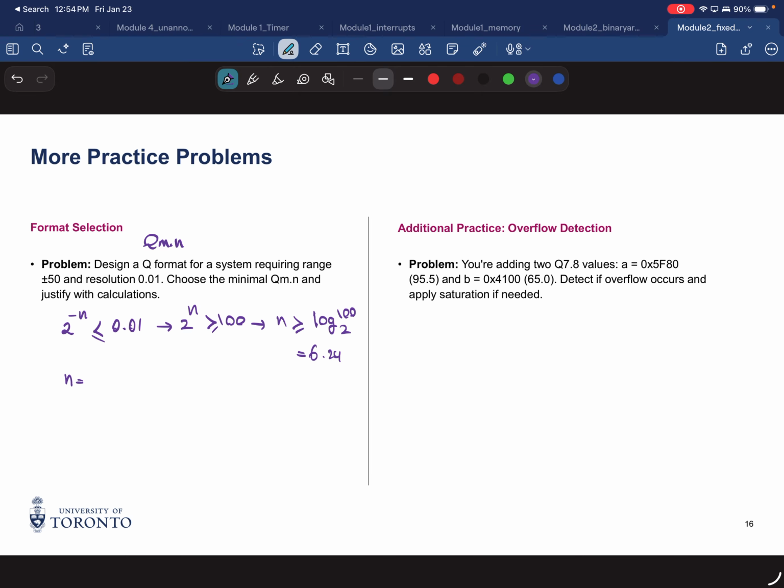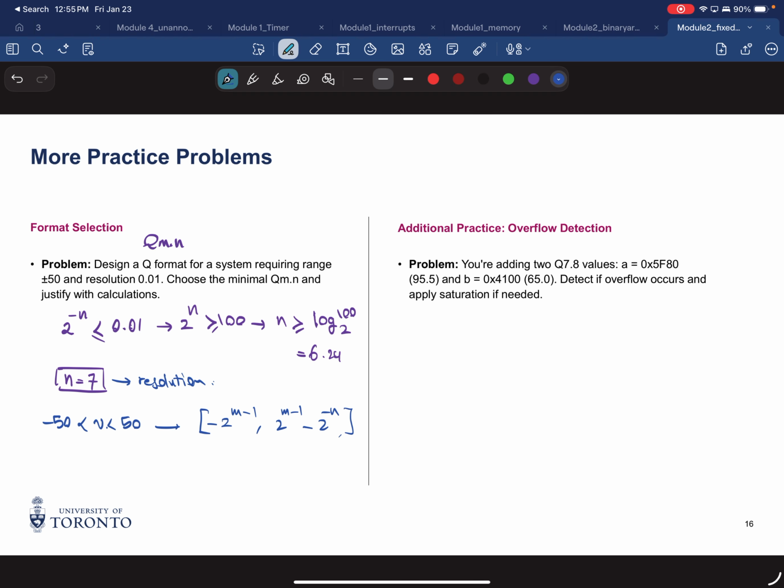So that means, since it has to be an integer, n equal to 7 would give us this resolution. Now we want a range. The range being asked is between minus 50 to 50. I remember the range we were getting from m.n was mostly dictated by m, because the range was minus 2 to the power of m minus 1 to 2 to the power of m minus 1 minus 2 to the power of minus n. That was the range we wanted.